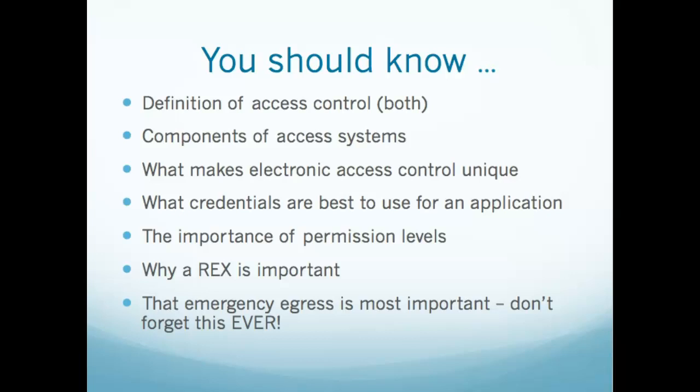You don't want a lower level person that has access that's working on your system, monitoring your system. You certainly don't want them shutting it down. Understand why a REX, a request to exit, is important, because if you don't, you're not going to get out of the door. And remember that emergency egress is the most important. Don't ever forget this. This is the one thing that can get you fired and put in jail in this field, and that is that you can't lock people into an area. You have to have a way to get out if indeed that fire alarm goes off. So always remember that.